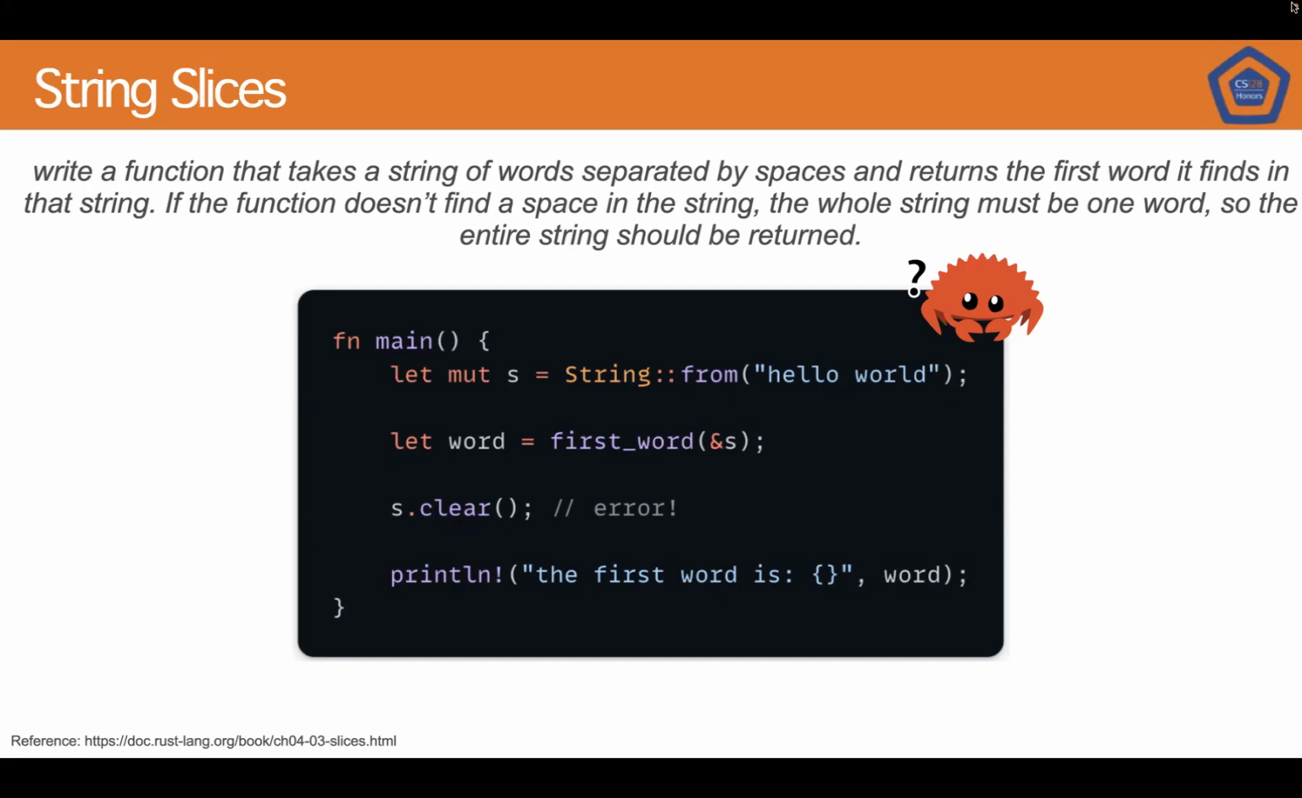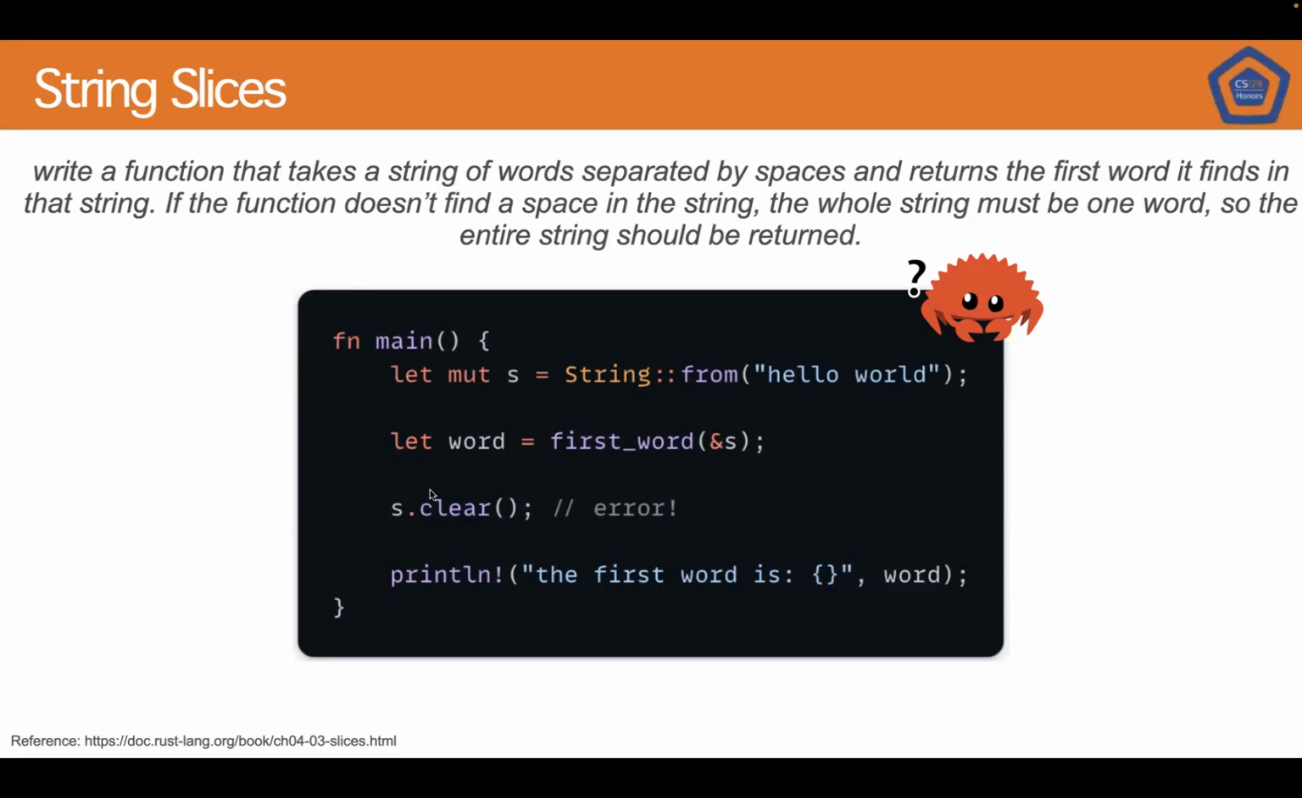Now, when we call first word, we get a single value back that is tied directly to the underlying data. This is a much more straightforward API that's a lot harder to mess up because the compiler will ensure that the references into s remain valid. In this code, if we were still using usizes and indices to track the end of the word, word would hold the value 5, and this would print the first word as 5, which is logically incorrect because s has been cleared. So this is a pretty big bug.